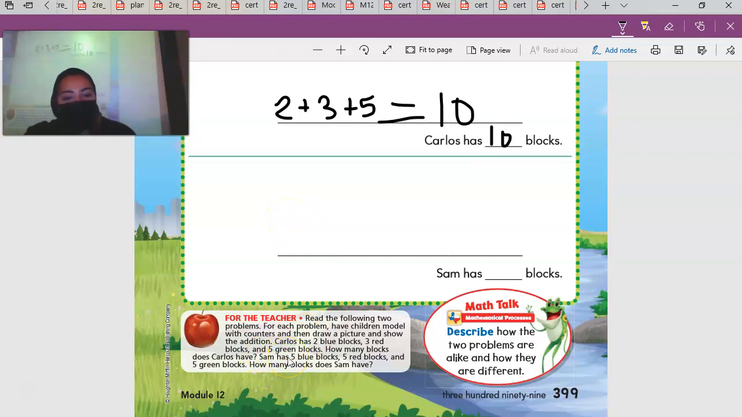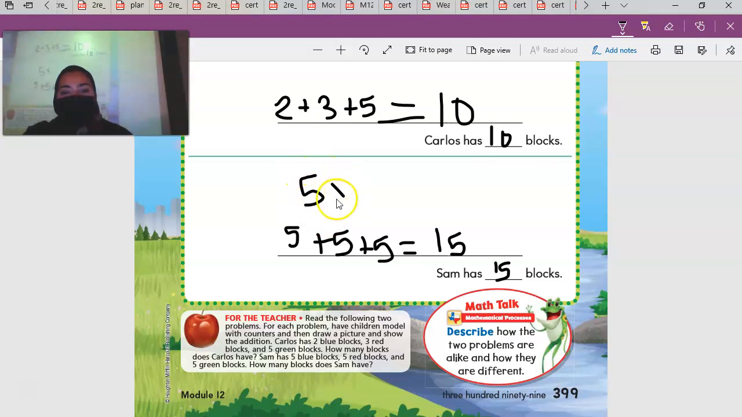The second one. Sam has 5 blue blocks plus 5 red blocks plus 5 green blocks. How many blocks does Sam have? 5, 10, 15. Class? How can we write this as a multiplication sentence? 5 times what? How many times am I adding 5, Brenaya? 3 times. So it's 5 times 3. Good job.